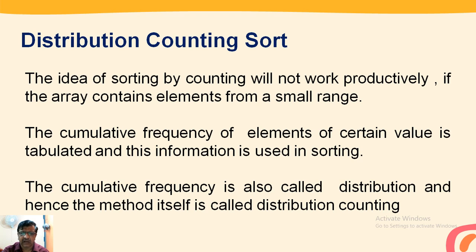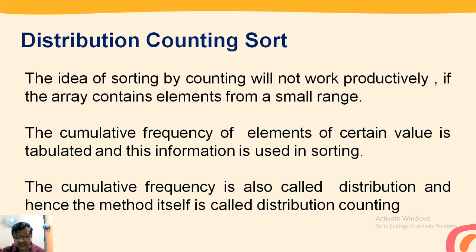Therefore, since the elements come from a smaller range, with a small number of values, many elements will repeat often and often, repetitively. Therefore, it is essential that we find the frequency of the repetition. Once we find the frequency of repetition, we can also find the cumulative frequency. This cumulative frequency is also called the distribution of each and every element within the array. That is the cumulative frequency.